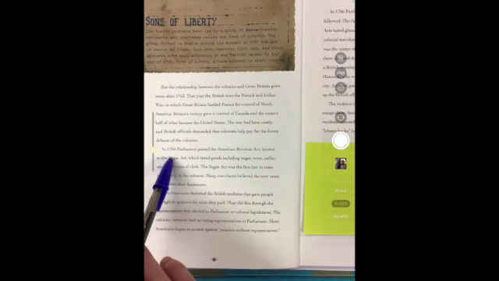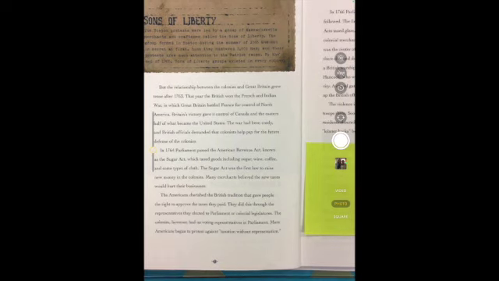In 1764, Parliament passed the American Revenue Act, known as the Sugar Act. It taxed goods including sugar, wine, coffee, and some types of cloth. The Sugar Act was the first law to raise new money in the colonies. Many merchants believed that the new taxes would hurt their businesses.